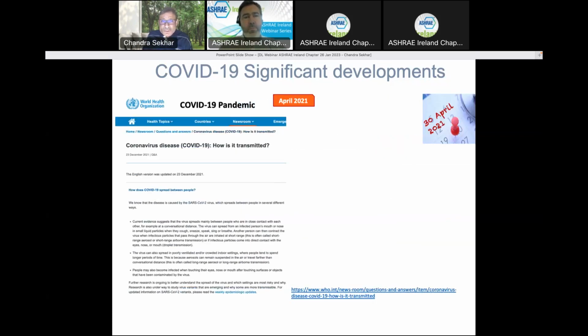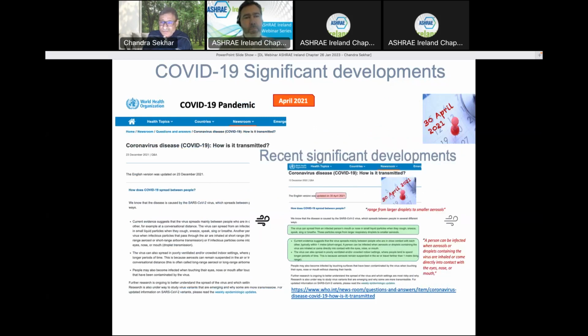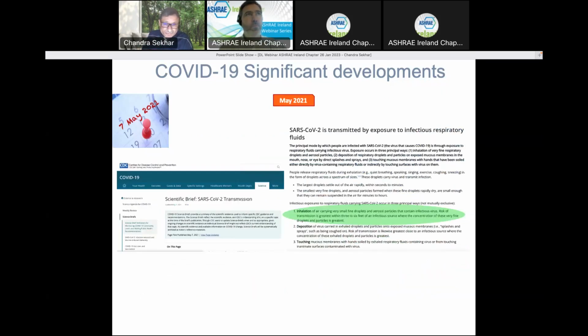Here, WHO in April 2021 had some of this information clearly stated on the website about the airborne transmission route. I'm just putting these things in perspective to give you a chronological evolution of how the understanding developed through the COVID-19 pandemic. This is from the CDC.